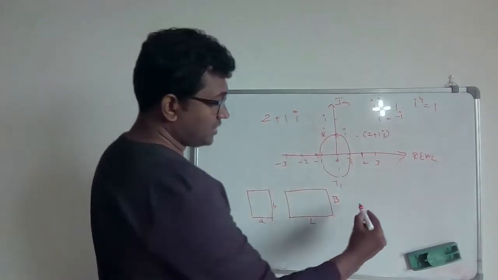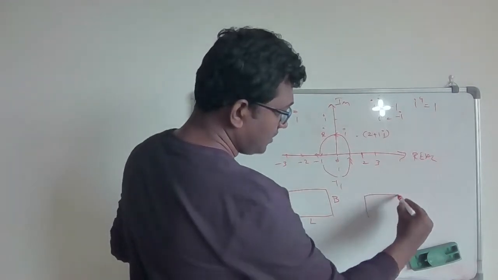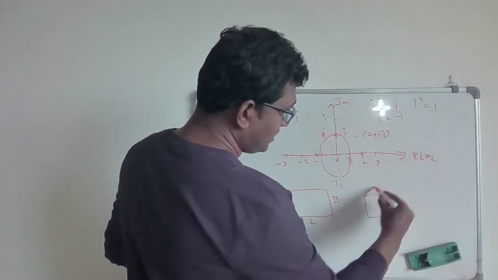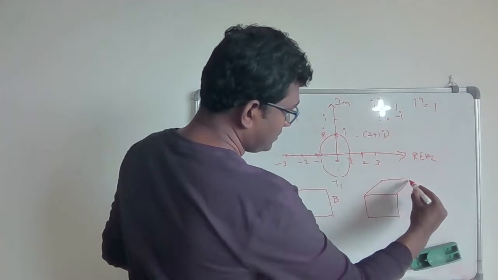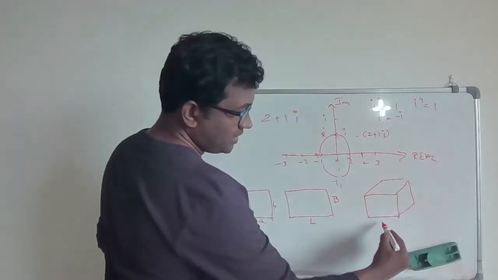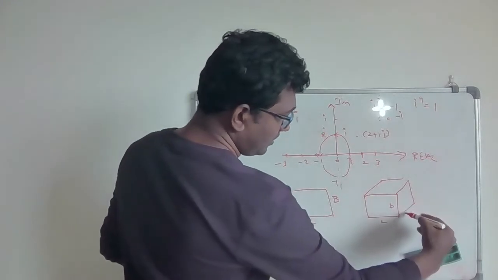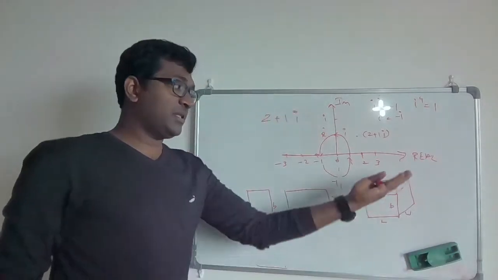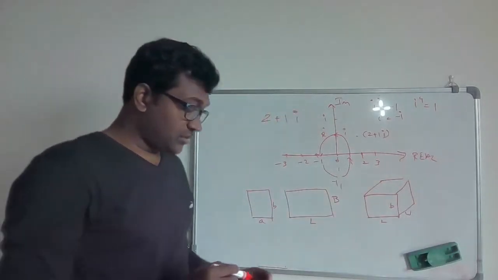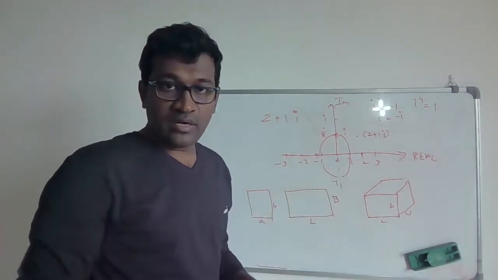Okay, if you want to represent a cube, you need 3 dimensions. Okay, length, breadth, and width. This is a 3-dimensional object. You need length. Let's say this is breadth, and the thickness we call width. Okay, the length, breadth, and width. It's a 3-dimensional object. So you cannot draw more than 3 dimensions on the board.